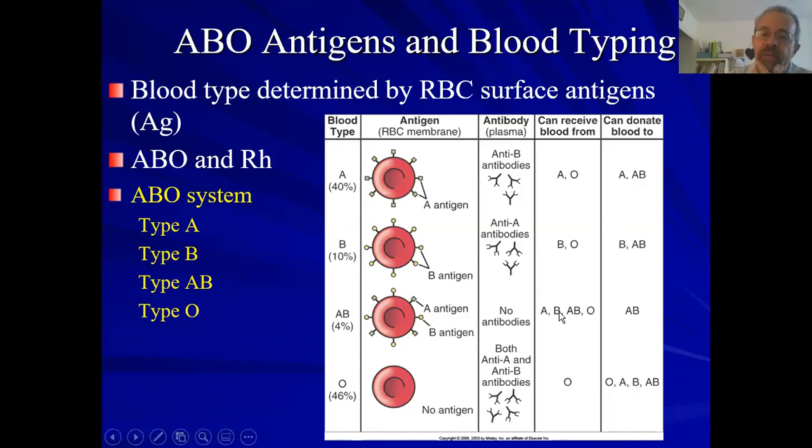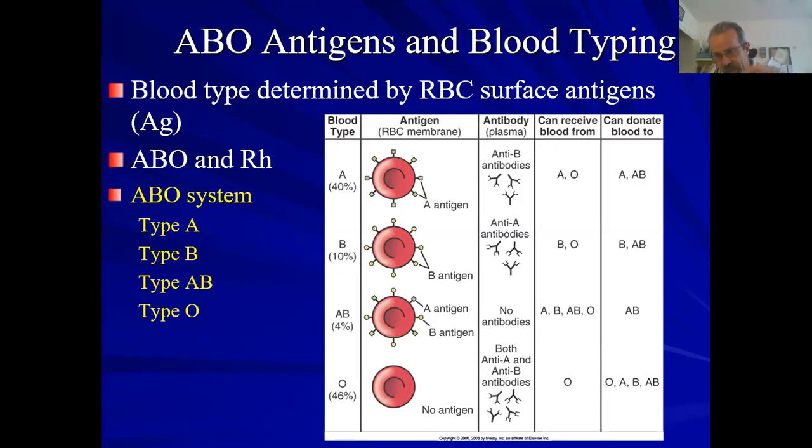So what else? Yes. If you're type AB, you don't have any antibodies, so you can accept blood from everybody. Ultimately, it's true if you have the Rh factor. So if you're AB positive, you don't have any antibodies. You can accept blood from anybody. You can only donate to people that are AB. If we were all together, I could explain it more.